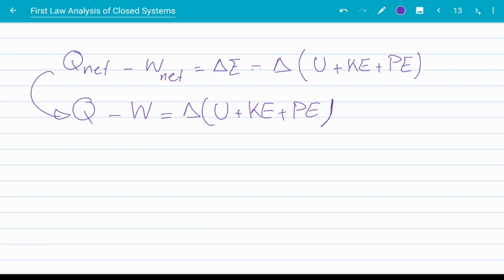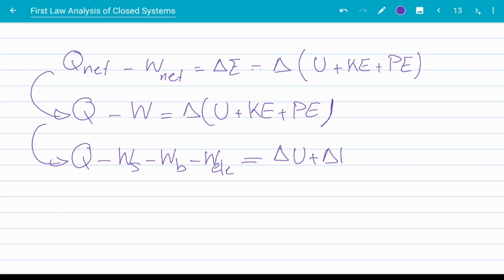Now the work itself can have many forms. So it can be maybe shaft work, it can be boundary work, or it can be electric work, or any other form of work. So Q minus all these W's is still equal to delta capital U, delta kinetic energy, plus delta potential energy.